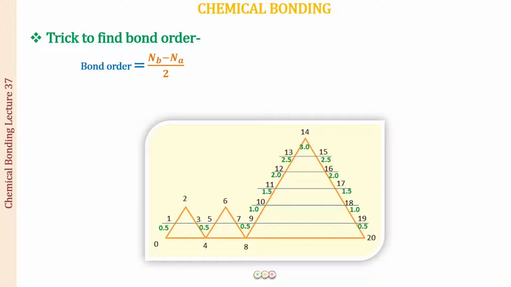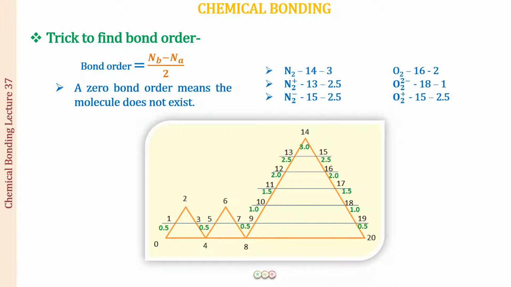Okay. Now, remember one thing very importantly, that a zero bond order means that the molecule is not going to exist. Now, let us see an example over here. We have to find out the bond order for N2, N2 plus and N2 negative. So, N2 you will be finding out the number of electrons. This is going to be 14. So, the bond order is going to be 3.